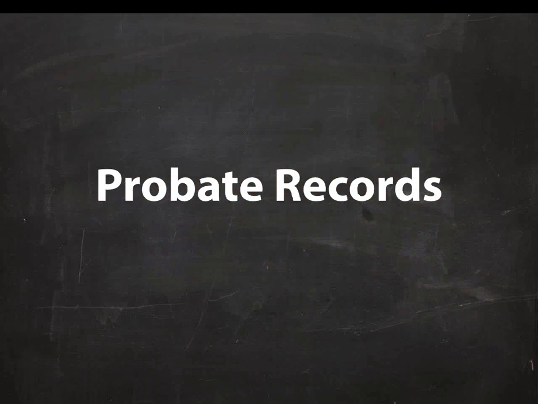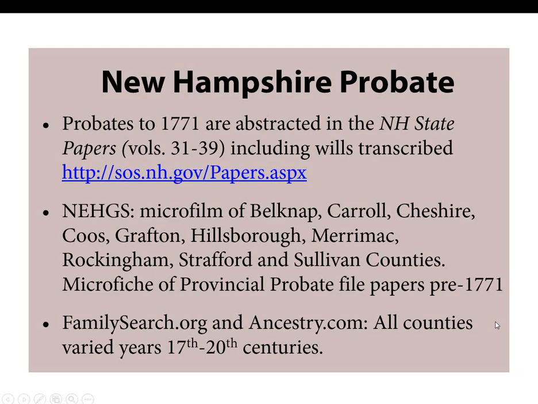Okay. So obviously, if our ancestors had any property, maybe personal or land, there's a good chance they probably had a probate record. Or if they had any debt owed to their estate, you may find a probate. Or if they had anything that they owed out from their estate, maybe the estate is being sold and divided up. Now, the New Hampshire probate records to 1771, which go back to the 1600s, are abstracted in New Hampshire State Papers, volumes 31 to 39, including the wills completely transcribed out. And I'll show you an example of that in a moment.